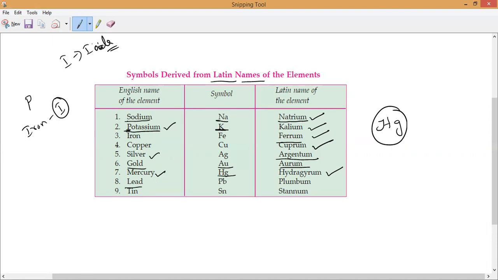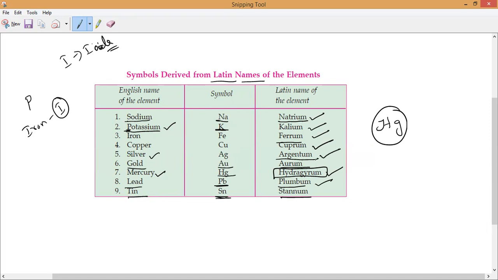Next, lead. What is the lead symbol? Pb. The Latin word is plumbum. Tin is Sn, that is stannum. So these are the English names, and these are the Latin words. The most important ones are mercury, gold and silver, as well as copper, potassium and sodium. These are the main elements you have to remember.